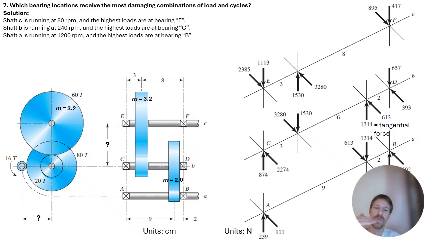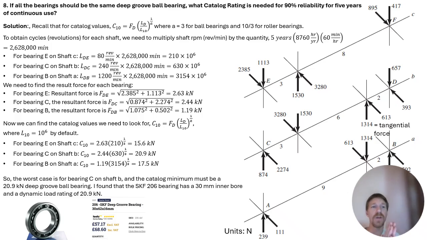So going from shaft A, where I have 1200 RPM, to shaft B, I have 1/5 of the RPM. I have 240 RPM. To shaft C, I only have 80 RPM. So the 1200 RPM has 15 times the number of cycles, the most damaging. So digging deeper from our critical thinking from number 7, number 8, we actually have to solve this now.